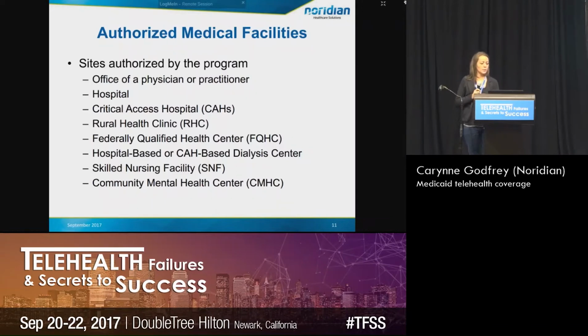Another big question we get is what facilities can actually be authorized. So here's your list. You can have an office, a hospital, critical access hospitals, FQHCs, skilled nursing facilities. These are sites that are authorized by the program to be your originating sites.